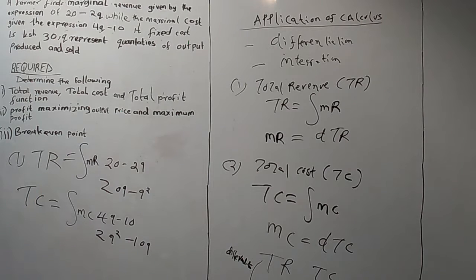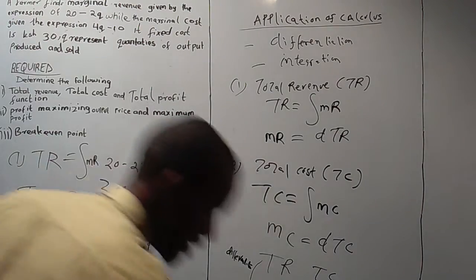Then the next thing is the total profit function. Remember that profit is equal to total revenue minus total cost. You can do that on this other side.